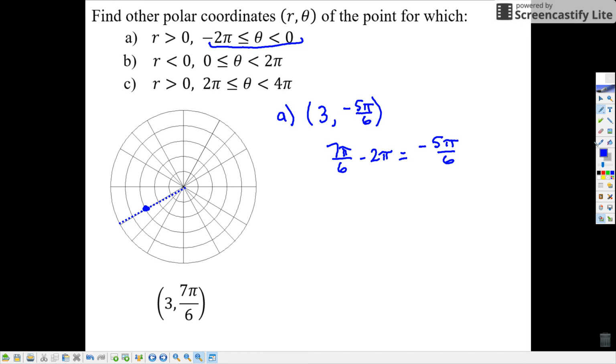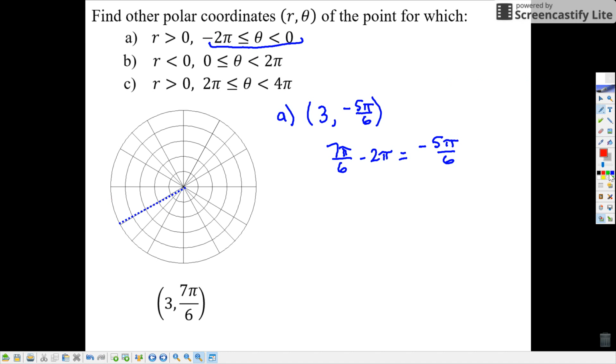Second method is, if you remember my little trick, if we want a negative angle, this angle right here is 5 pi 6, which means negative 5 pi 6 would be a direct reflection over the x-axis, so it would be negative 5 pi 6 right here. Okay, so that's just another trick you could use to find that value.